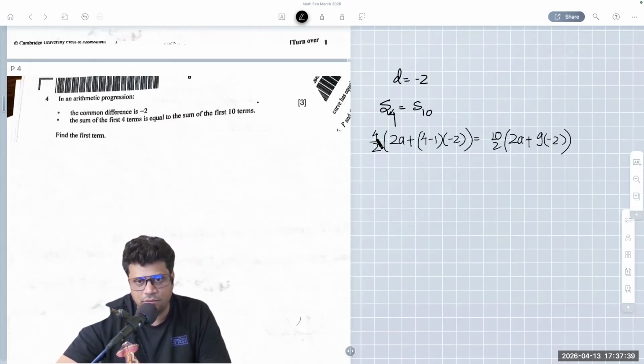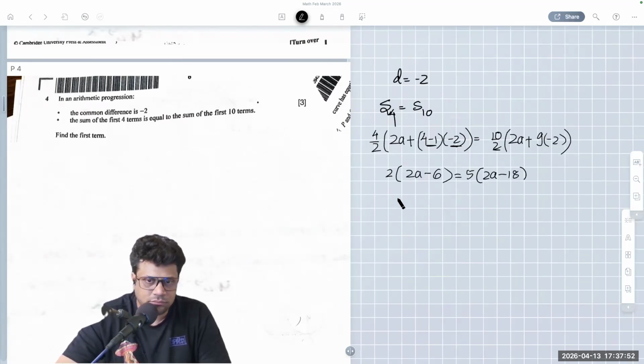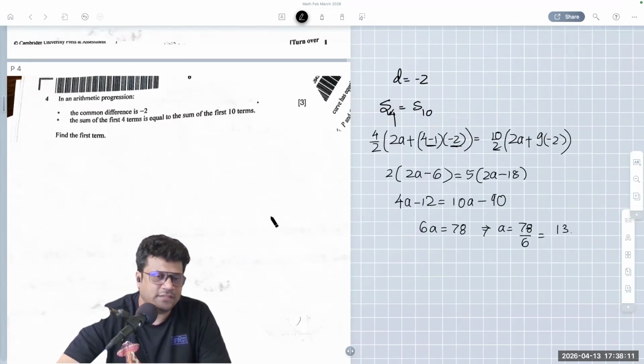Okay. So 2 times 2A plus 3 into minus 2. That's minus 6. 5 into 2A minus 18. That's 4A minus 12 equals 10A minus 90, which means 6A is 78, which means A is 78 by 6, and that's 13. So that's your first term.